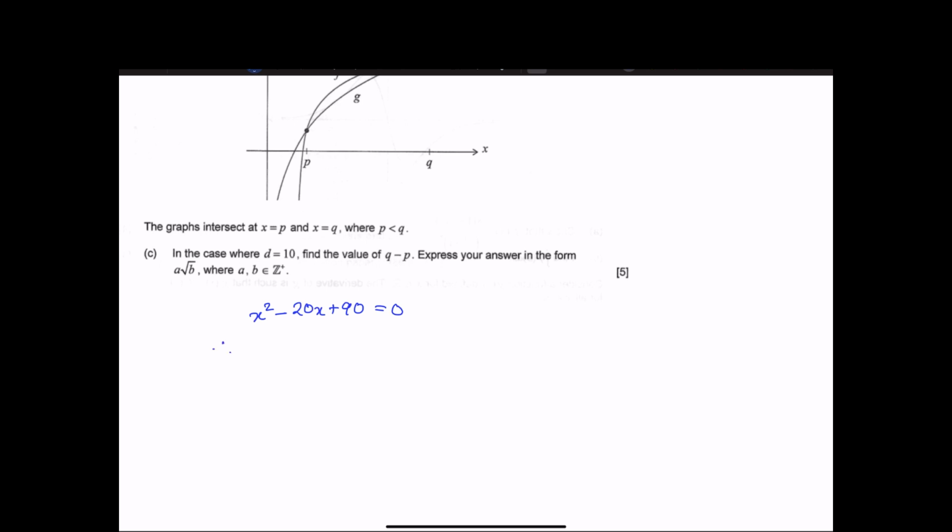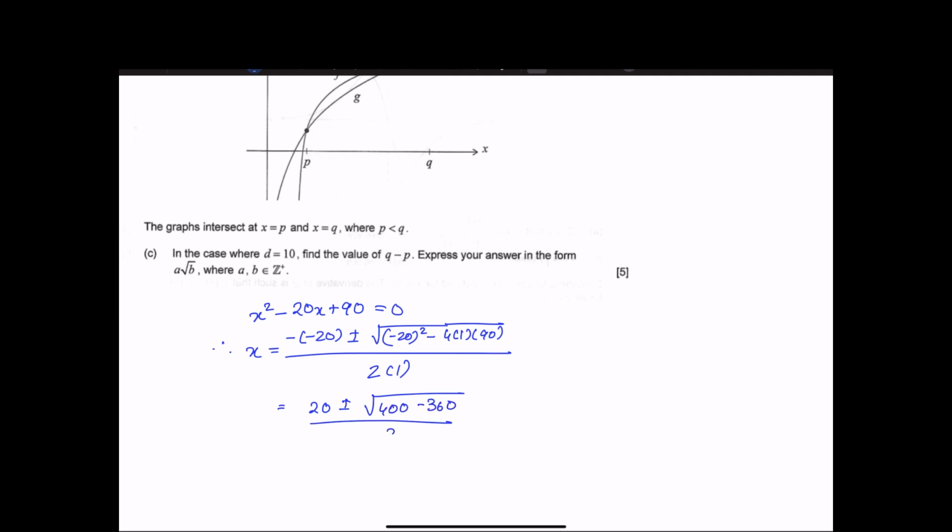Now we have to solve this equation. So x, I can use the quadratic formula, minus b plus minus root under b squared minus 4ac by 2a. That gives 20 plus minus root of 400 minus 360, divided by 2. 20 plus minus root 40 by 2. This is 20 plus minus 2 root 10 by 2. So x would be 10 plus minus root 10.